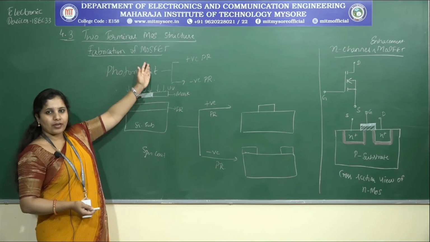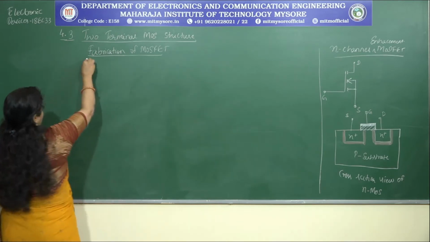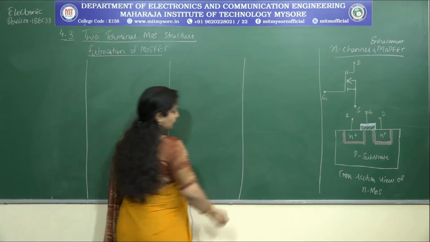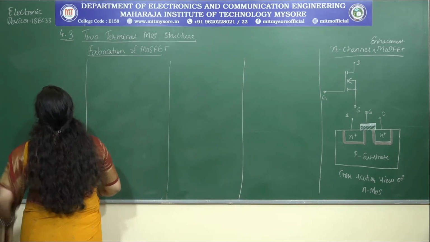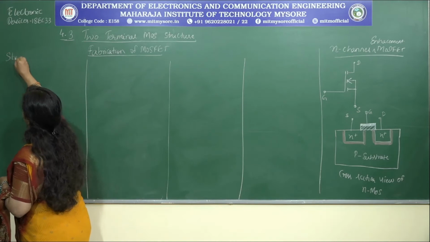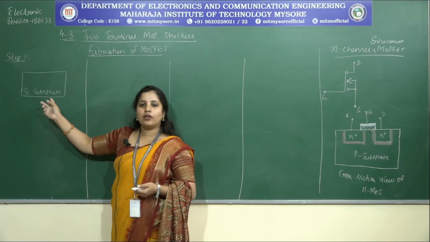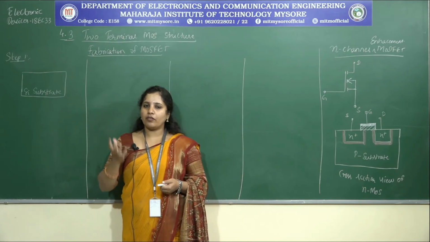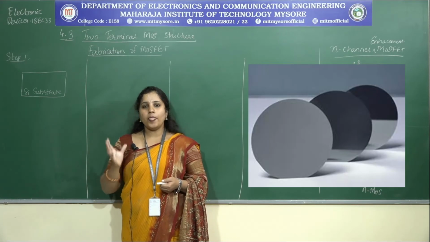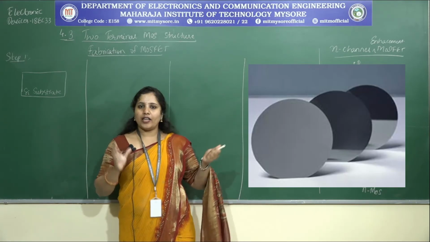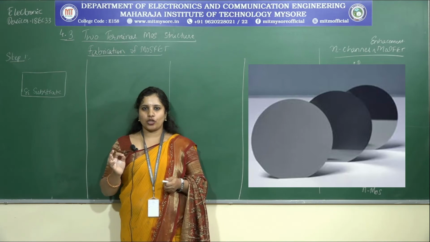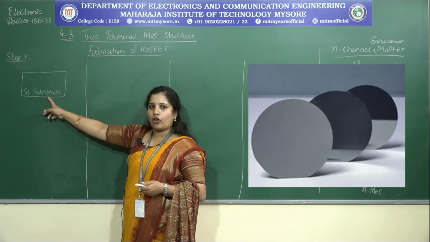Now, let us go into the fabrication details of the MOSFET. We shall start off with step number 1. Always remember, whenever we are doing fabrication, we will be starting off with what is called a wafer. And this is how the wafer looks like, in disc form, and it is basically made up of silicon and is represented as a substrate, a silicon substrate.